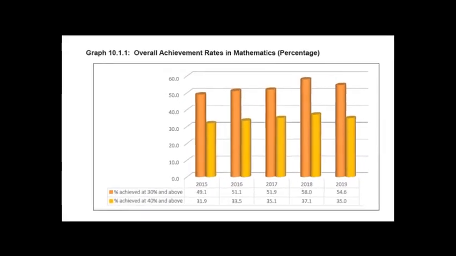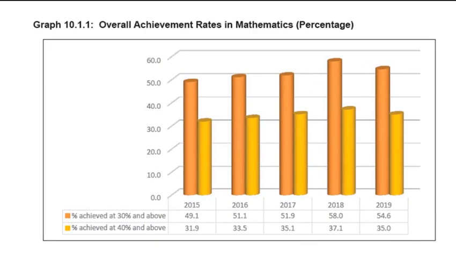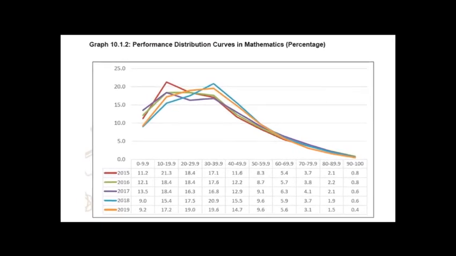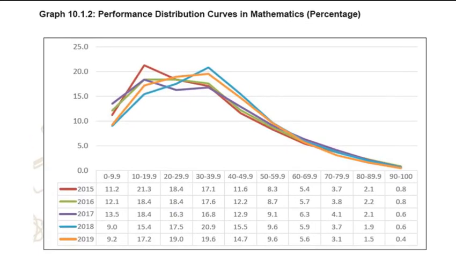These pass rates are also illustrated in bar graphs, as well as in performance distribution curves, which represent the achievement of the full range of learners in the subject for the past 5 years. Any improvement or decline in the performance can be observed from the position of the 2019 graph relative to the previous years. If the 2019 graph lies to the right of the previous graphs, this suggests an improvement in performance, while a slant to the left indicates a decline in performance.